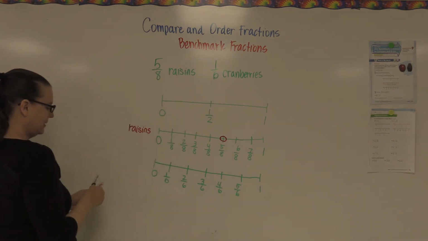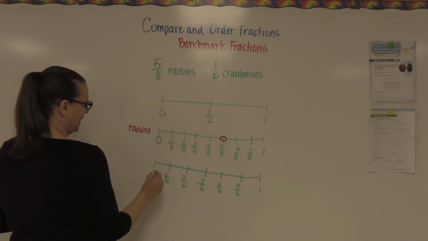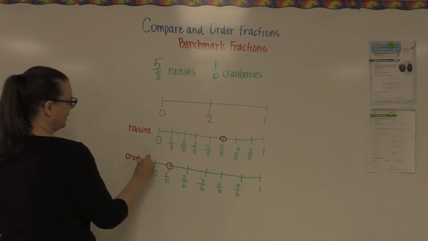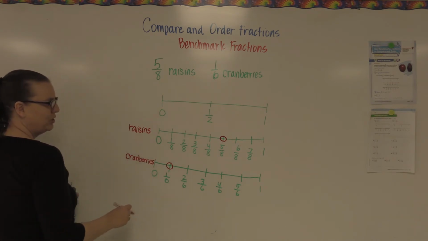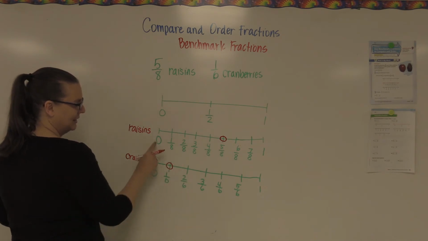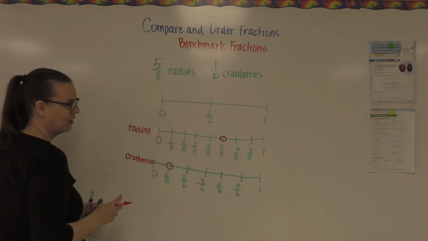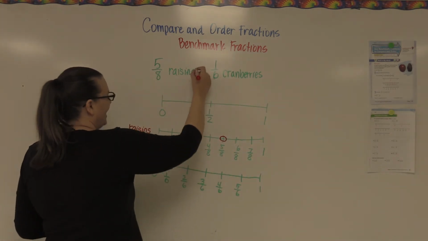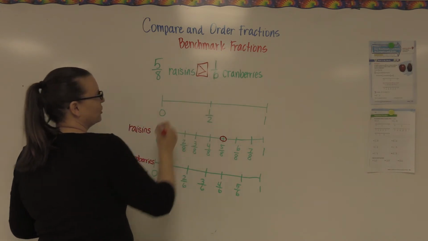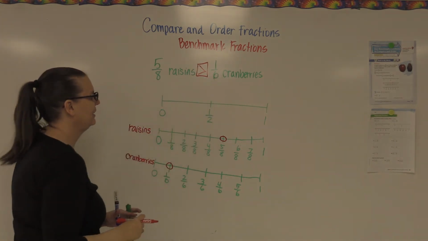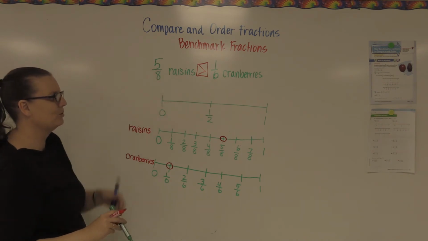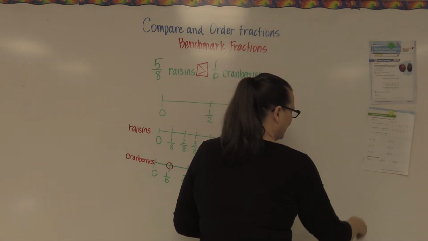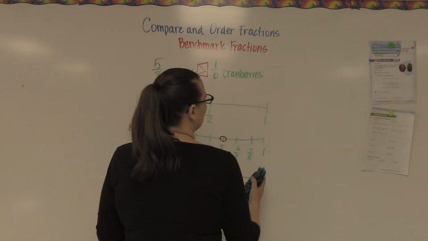For our cranberries, it said we used 1/6 of a cup. Well, 1/6 on our number line is right over here. So you guys can see, did we use more raisins or more cranberries? You can see that this is larger than this one. So we're able to say that 5/8 is larger or greater than 1/6. So this is just another way to be able to compare those fractions. Let's see what else you're going to need here. Let's do another example like that from the back with those.